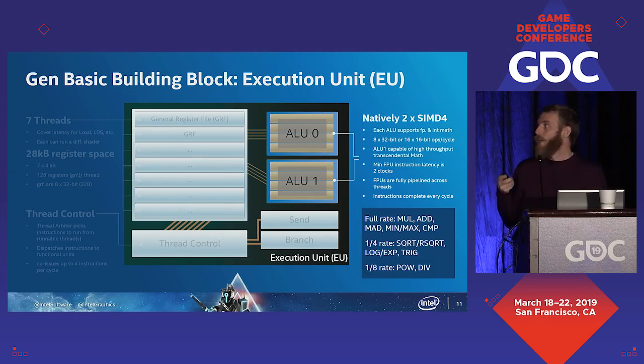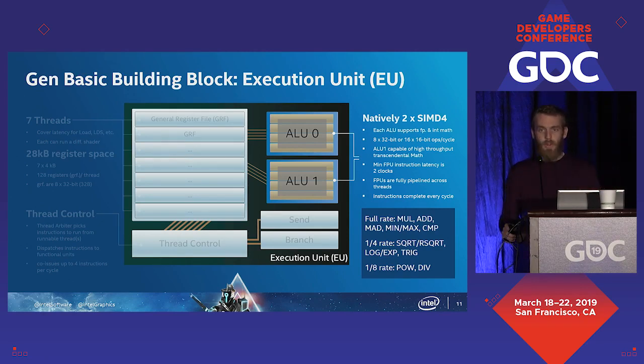One of the ALUs is capable of high throughput transcendental math. What we mean by high throughput is that it's actually half the speed of the basic instructions, such as multiply, add, etc. However, as it's only one of the ALUs, all of the transcendental math operations are going to happen at quarter rate. So stuff like square root, trigonometric operations, etc. The minimum latency for the operations is 2 cycles. However, they're fully pipelined, so we are capable of starting one instruction per clock and completing one instruction every cycle.